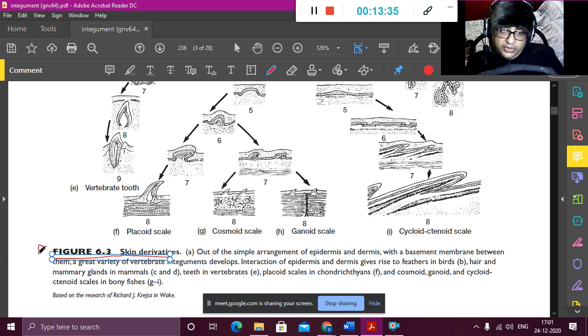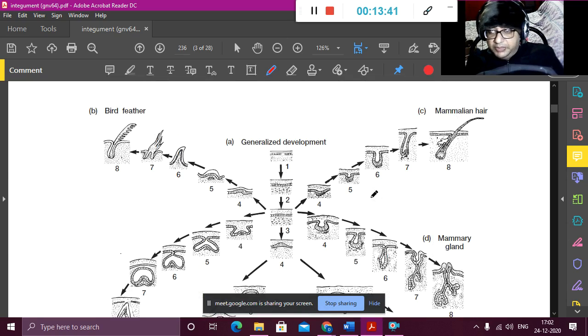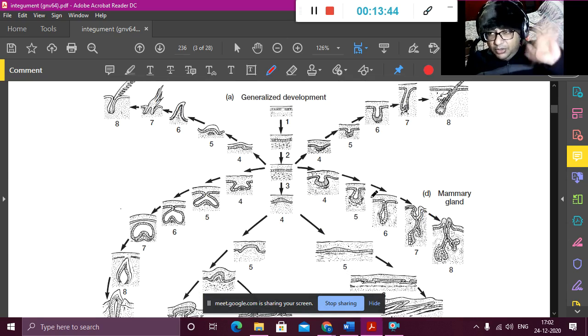For your syllabus this is not present, but this is important for competitive exams. So it would be nice if you can go through this picture, but not for this exam.